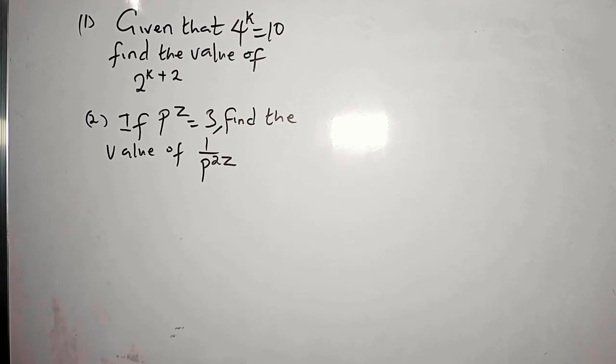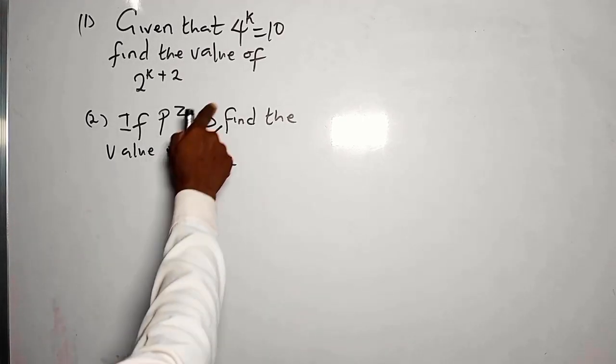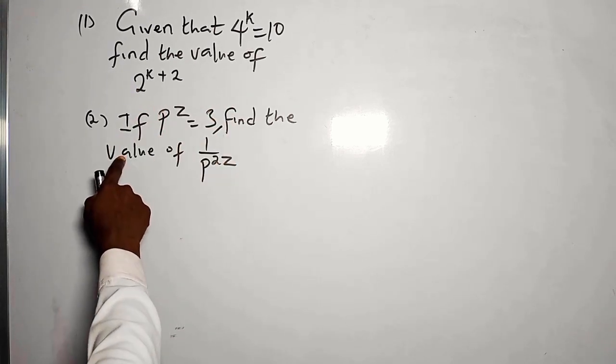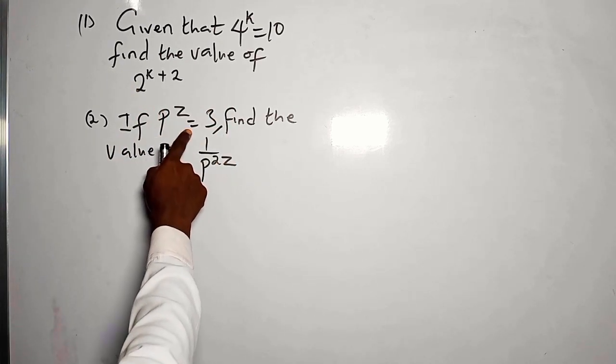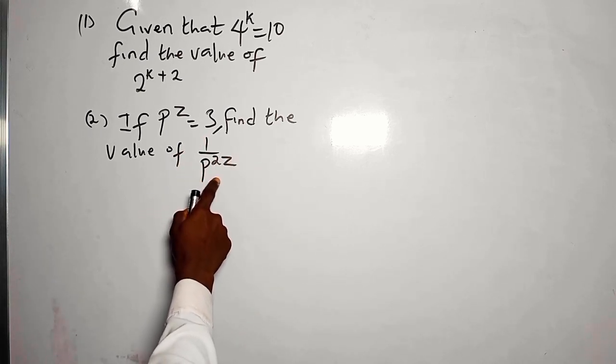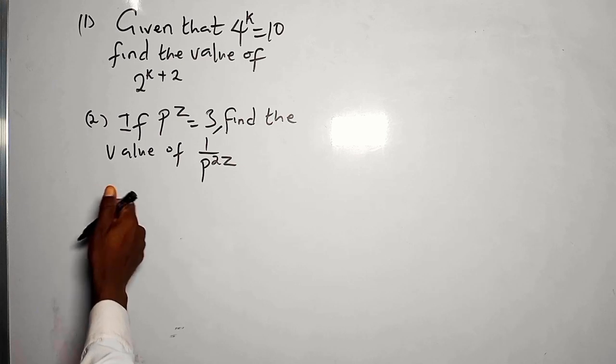The question says, given that 4 raised to power k equals 10, find the value of 2 raised to power k plus 2. And the second question reads, if p raised to power z equals 3, find the value of 1 divide p raised to power 2z. So how do we resolve these two equations?